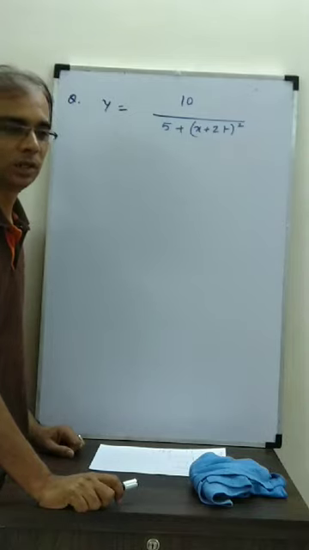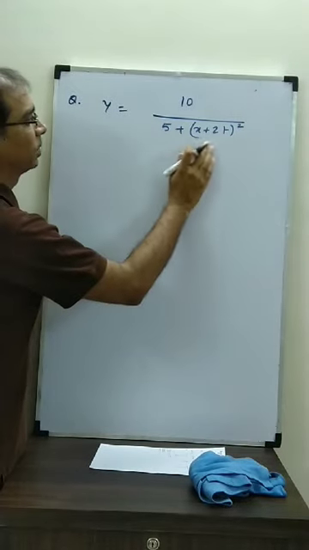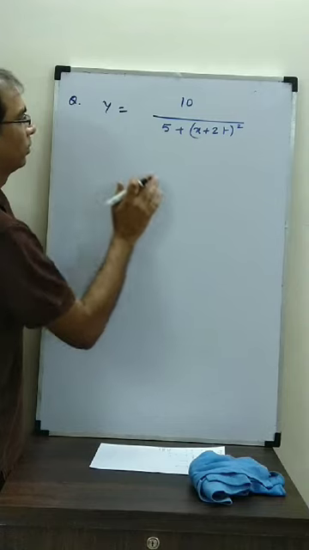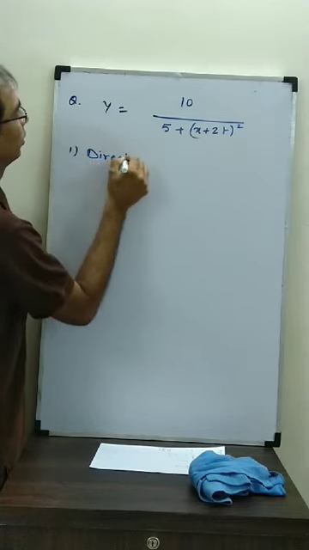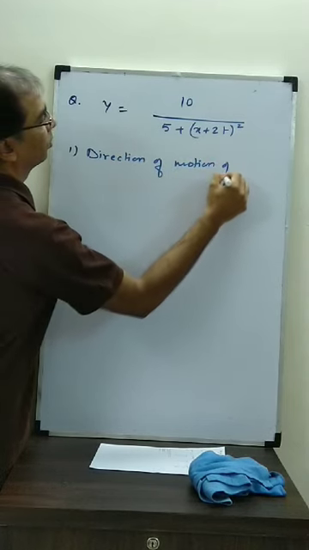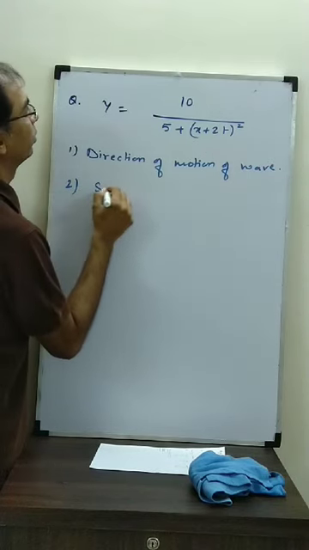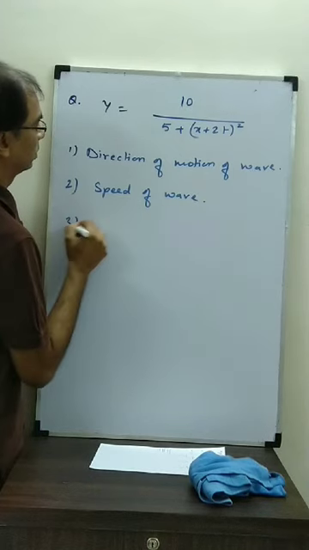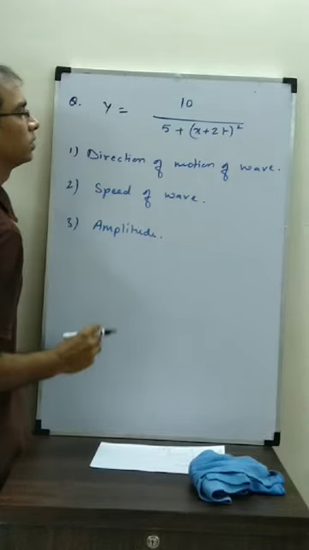Okay students, so let's continue the class. The next question is y equal to 10 by 5 plus (x plus 2t) whole square. Now in this particular question, we have to first find the direction of motion of wave. Second, speed of wave. And third, its amplitude. This we have to find.